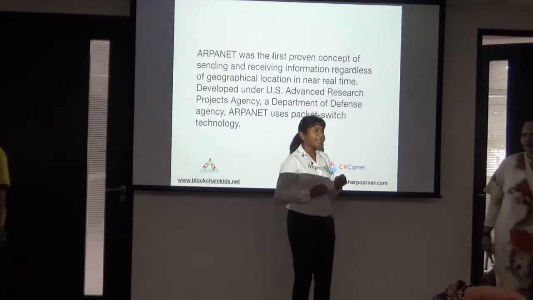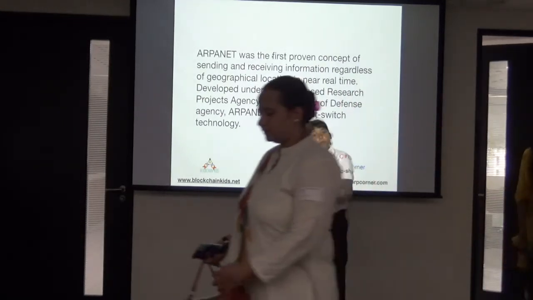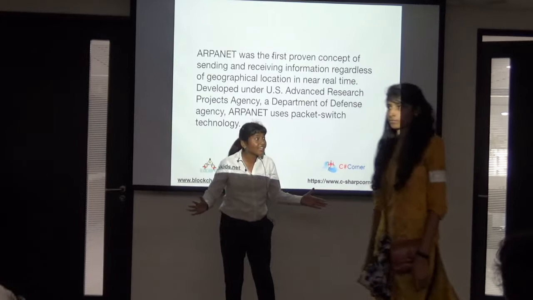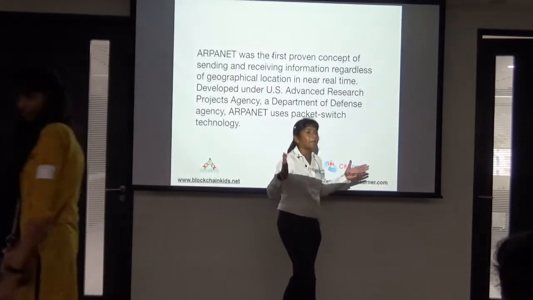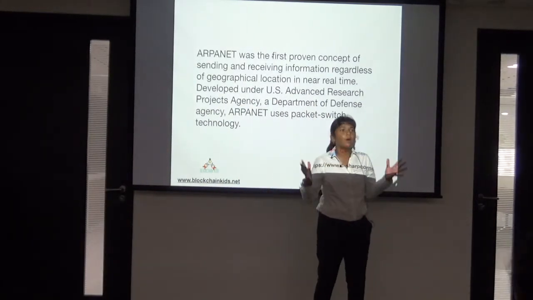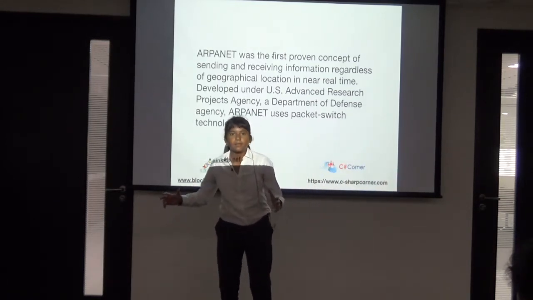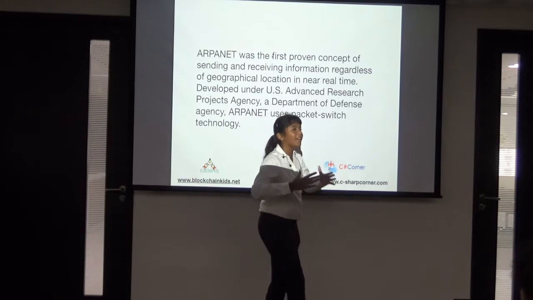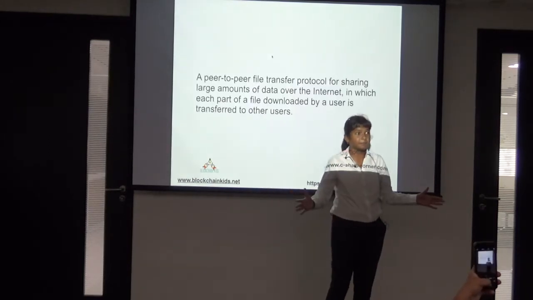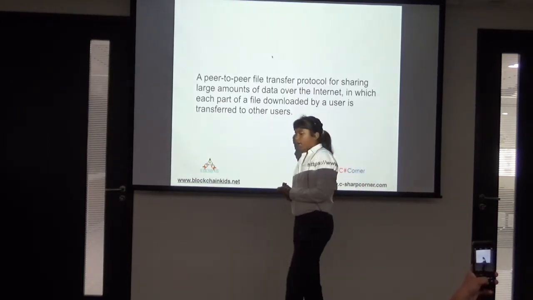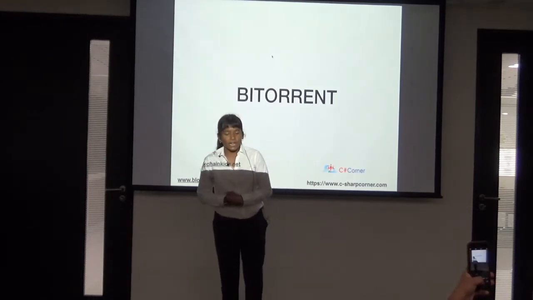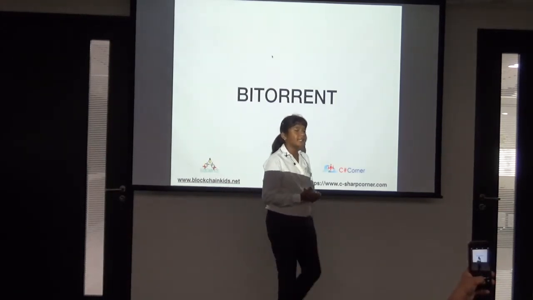So then ARPANET went on, and then came the 90s, where BitTorrent came. Now what is BitTorrent? BitTorrent is a system that is used to share big files between peers. And in the background, it uses TCP and UDP.